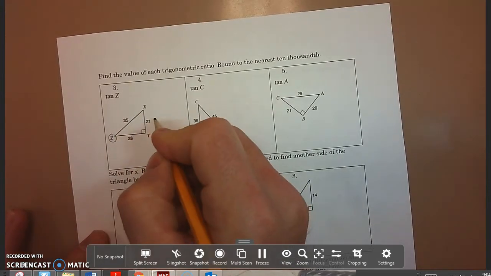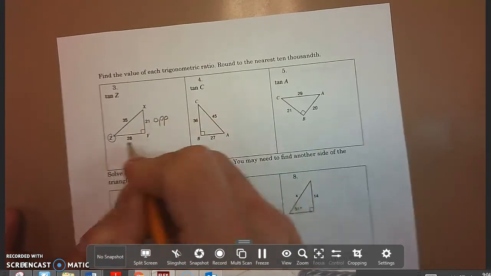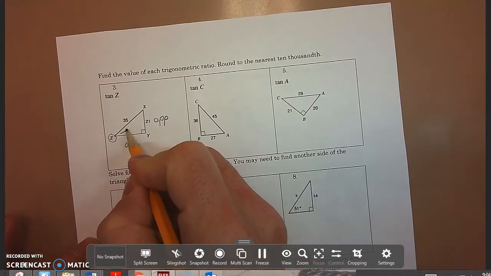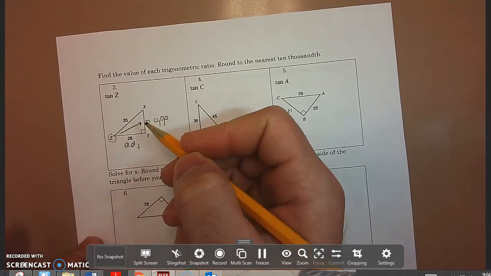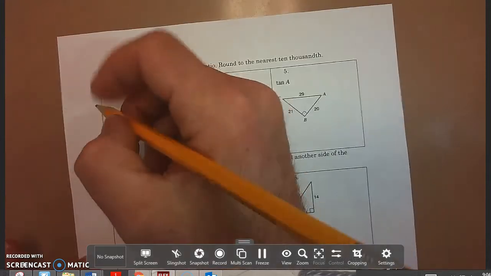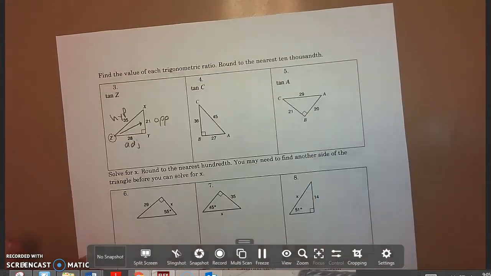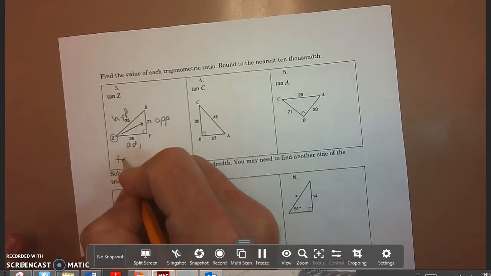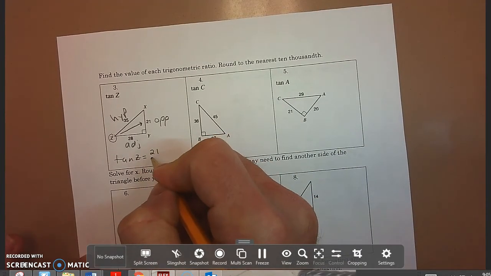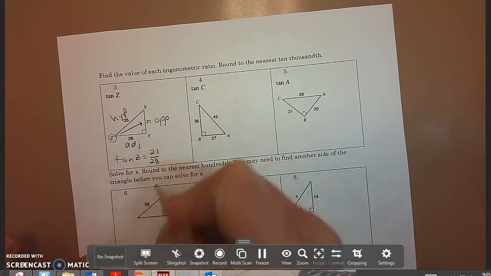So what I need to do is get the ratio of the opposite leg to the adjacent leg. So it's helpful to identify the opposite by drawing an arrow from the reference angle to the opposite side. And also it's helpful to label your hypotenuse so you don't misinterpret that for your adjacent. So the tangent of angle z is going to equal opposite over adjacent.